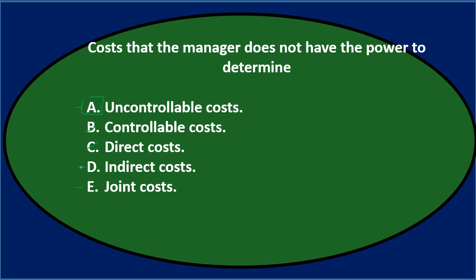But we're considering here in terms of responsibility accounting, in terms of should we hold the manager accountable or not, and we hold the manager accountable for the controllable costs, not for those which they don't have the power to determine, those that are indeed uncontrollable. Final answer, costs that the manager does not have the power to determine: A, uncontrollable costs.